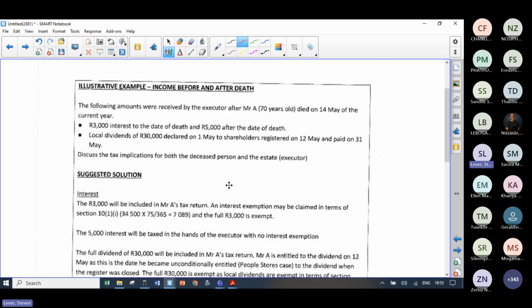So that's what happens. The next one that I've got there, local dividends of 30,000 declared on 1 May to shareholders registered on 12 May, paid on 31 May. I want to ask you, if the guy dies on 14 May, do you put that into the dead guy's tax return or do you put that into the executor's tax return?